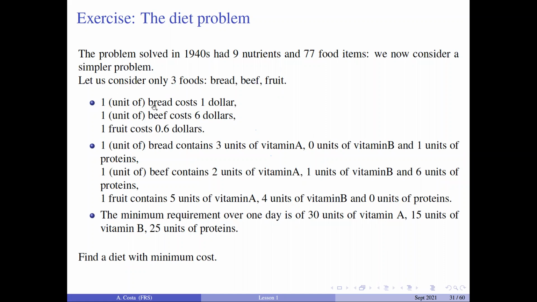And we assume that 1 unit of bread costs $1, 1 beef 6, and 1 fruit 0.6. Okay, so these are the costs that you should start already to realize. This goes to the objective function.